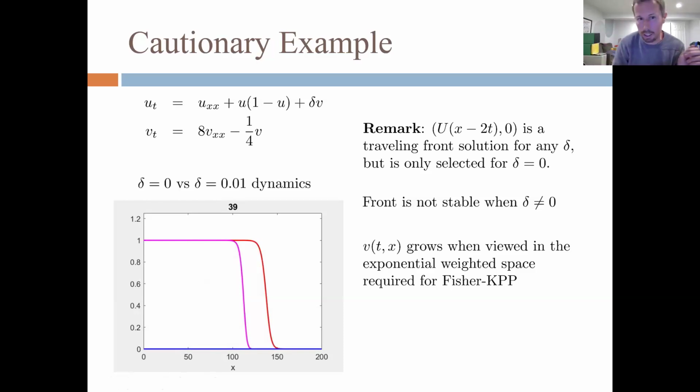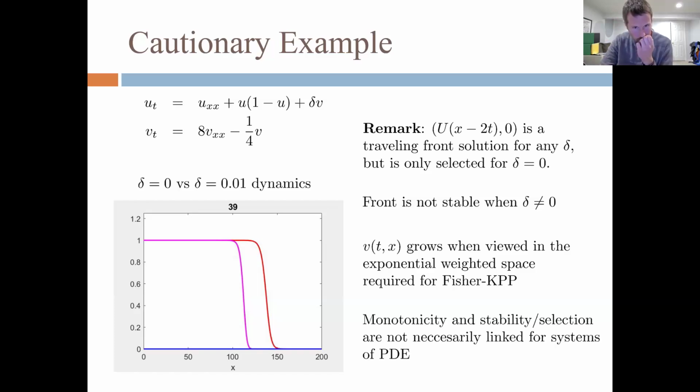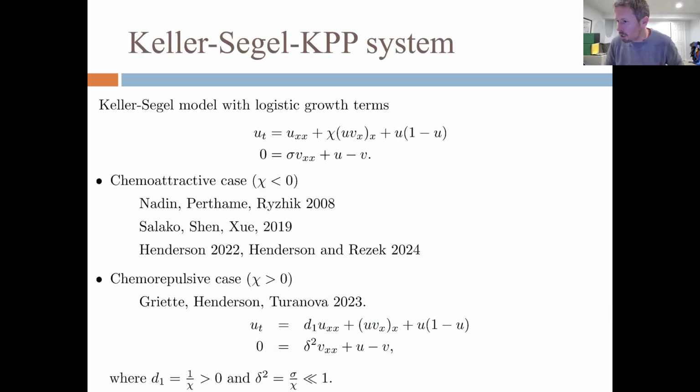So it's an interesting example, but what that means is that when you go to systems, you in general lose Sturm-Liouville. It's no longer the case that the existence of a monotonic front implies anything about stability. So we really have to consider stability when we talk about systems. Okay, so this brings me to the system that I wanted to talk about.